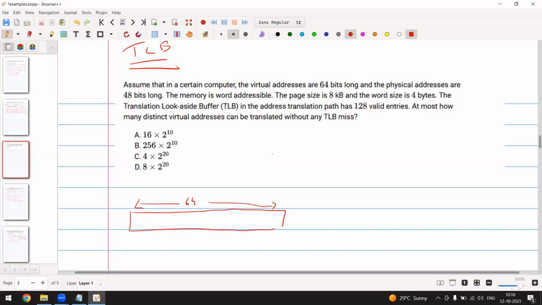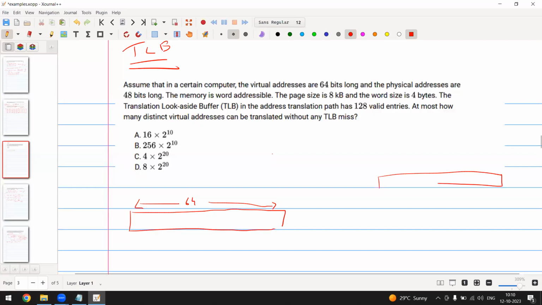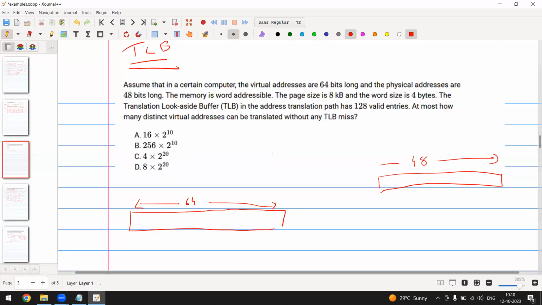Physical address is 48 bits long. Memory is word addressable, so it means you have to convert everything in terms of words. I'll come to that. The page size is 8 KB and the word size is 4 bytes. We'll see this data.